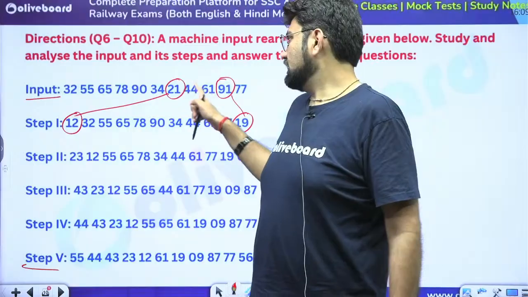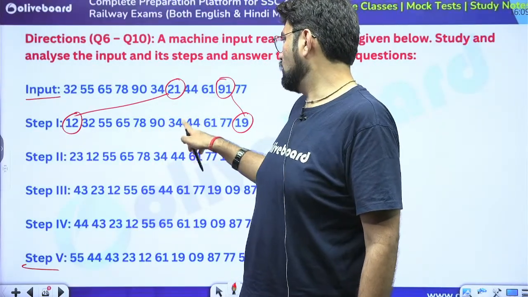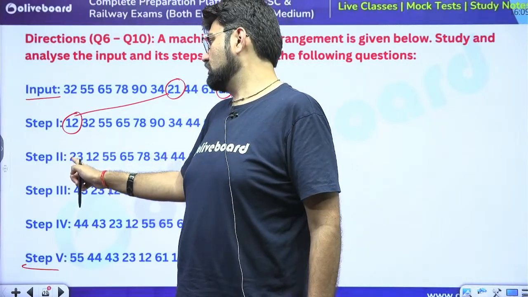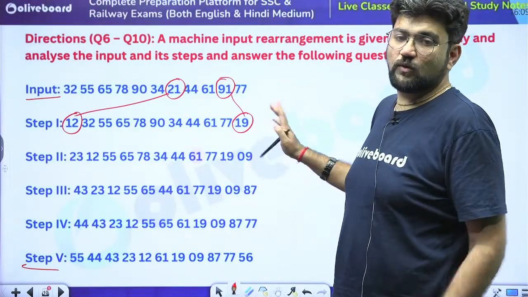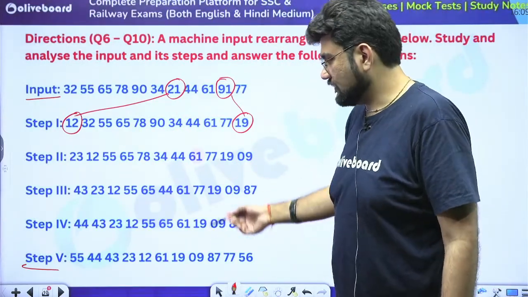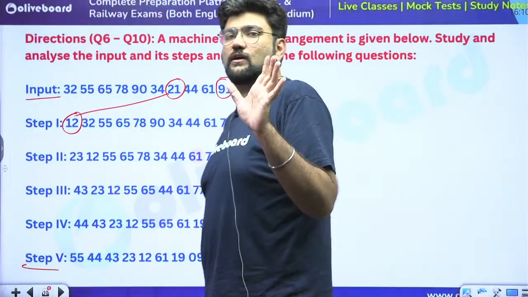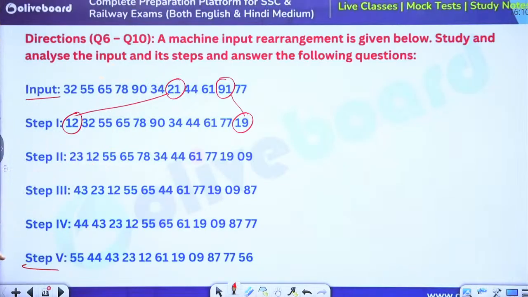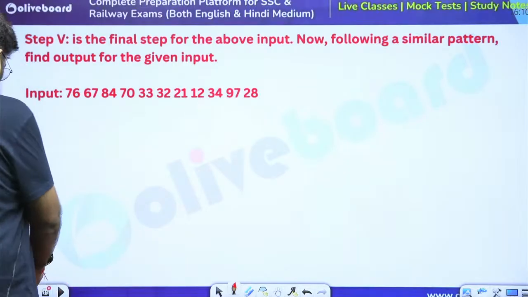The next smallest number, which will be 34, is flipped and brought to the front. Oh, sorry, 32 is flipped to 23 and brought to the front. And the next largest number, 90, is flipped to 09 and goes to the back. So this is what is happening, and you progress till step 5 when all the numbers are arranged accordingly. This is how you decode the exact involvement. Now this is the input which is given to you, so let's quickly decode this.